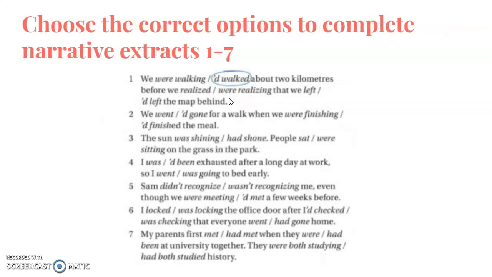Right? Same exercise, but a little bit different in its way. So we were walking. I walked about 2 kilometers before we were realizing that we left the map behind. So let us choose the correct answers. We'd walked about 2 kilometers. It's like we already did in the past. Before we realized that we had left the map behind. We left the map behind.